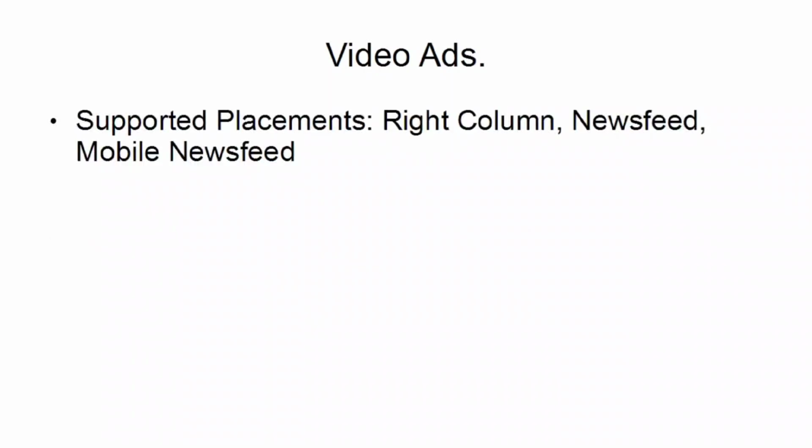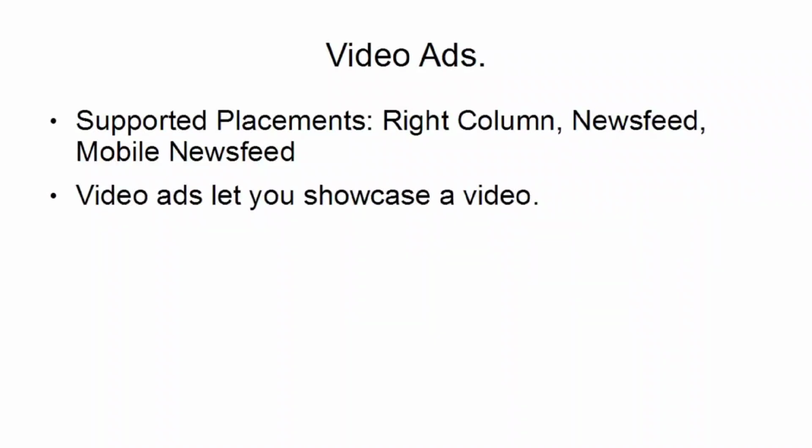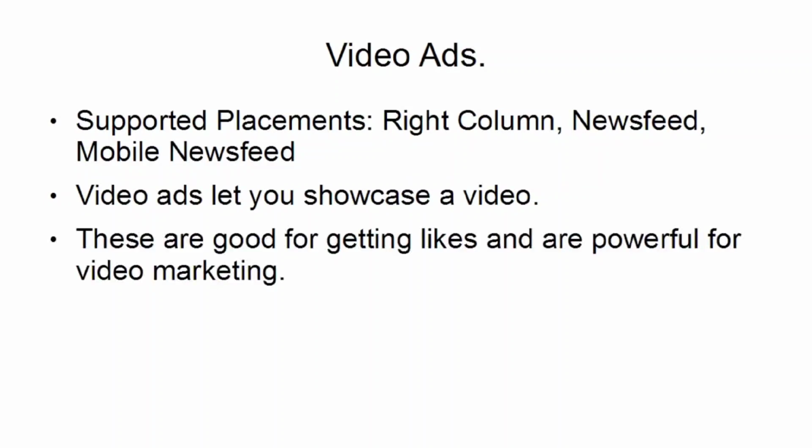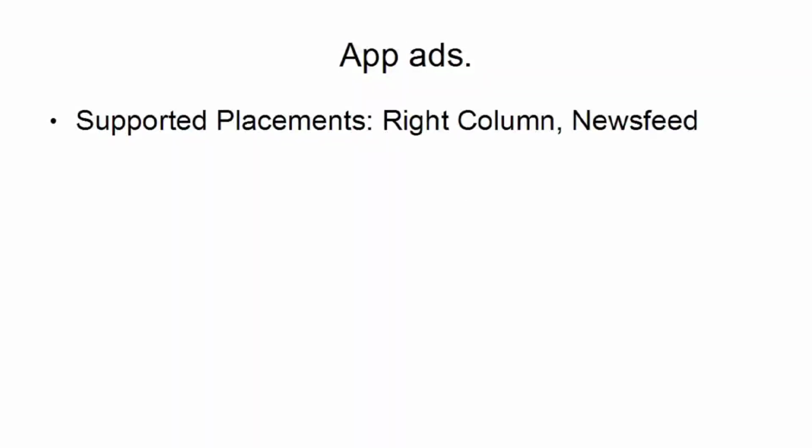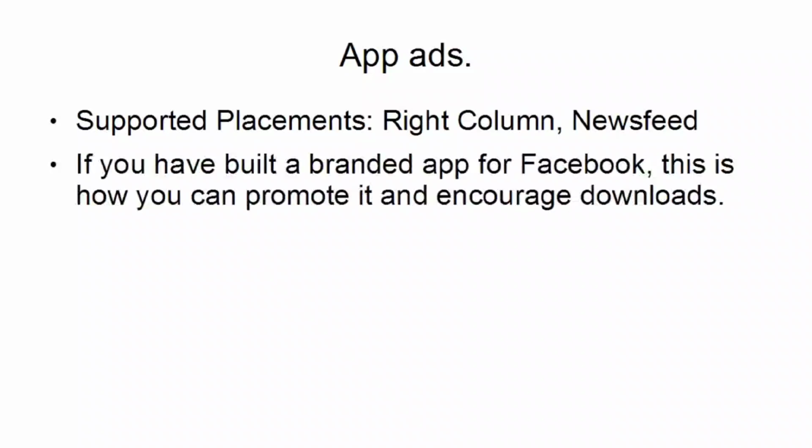Then there are video ads, and the supported placements are the right column, newsfeed, and the mobile newsfeed. As the name would suggest, video ads let you showcase a video. They're good for getting likes, and they're powerful for video marketing. Then there are app ads, and the supported placement is in the right column and the newsfeed. If you've built a branded app for Facebook, then this is how you can promote it and encourage downloads.